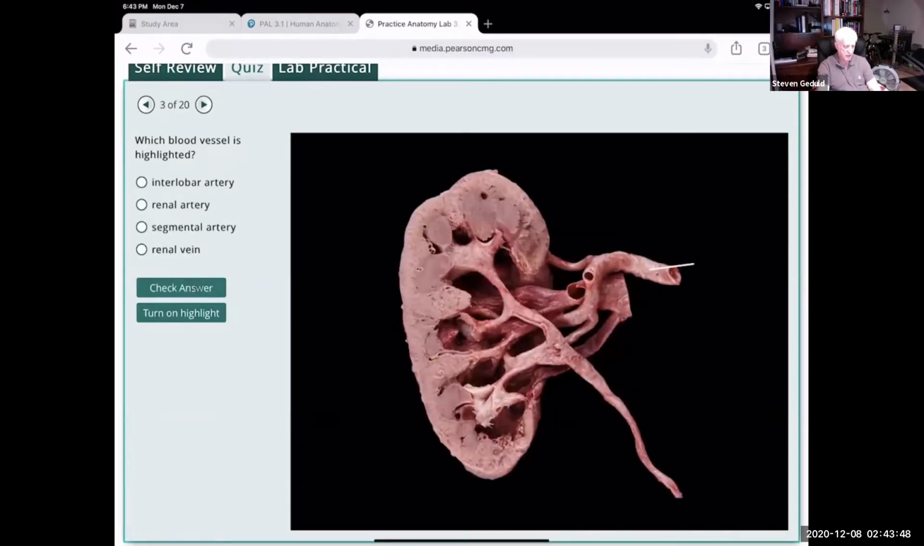Okay, show highlights again. What's that pointing to? They like the renal artery in this class, don't they? Renal artery, and then the segmental artery, with the renal vein below it. So that would be your renal artery.